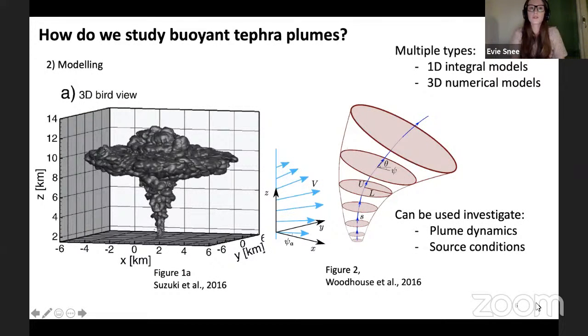They can also be studied by modelling. There are many volcanic plume models out there and they can range from simple 1D integral models all the way to more complex 3D models. And volcanic plume models can be used to look at the dynamics of plumes, as well as the source conditions when coupled to observations. So there are lots of ways to examine volcanic plumes.